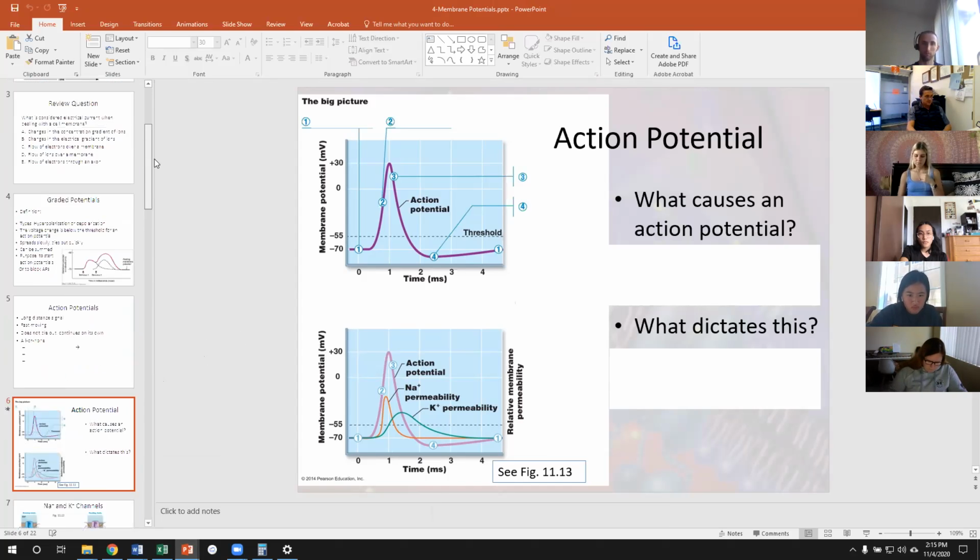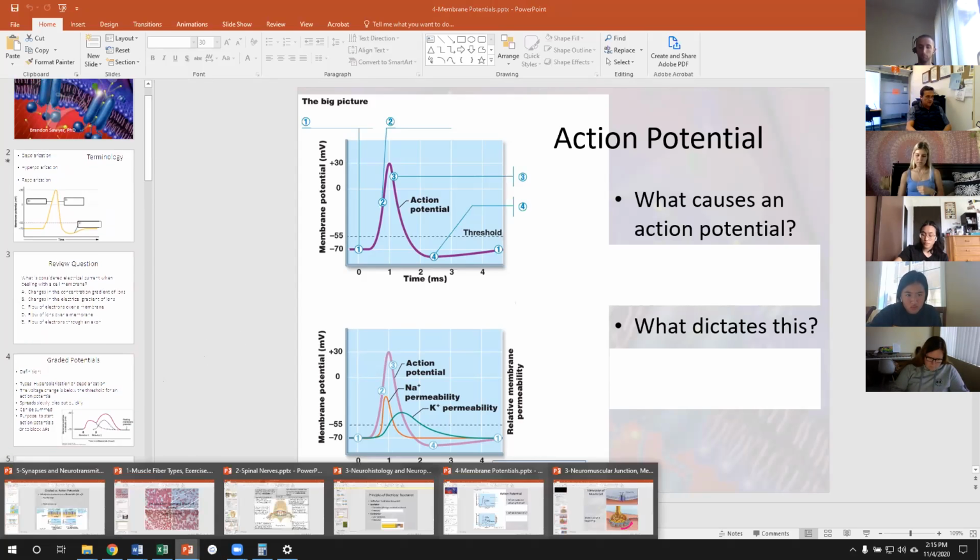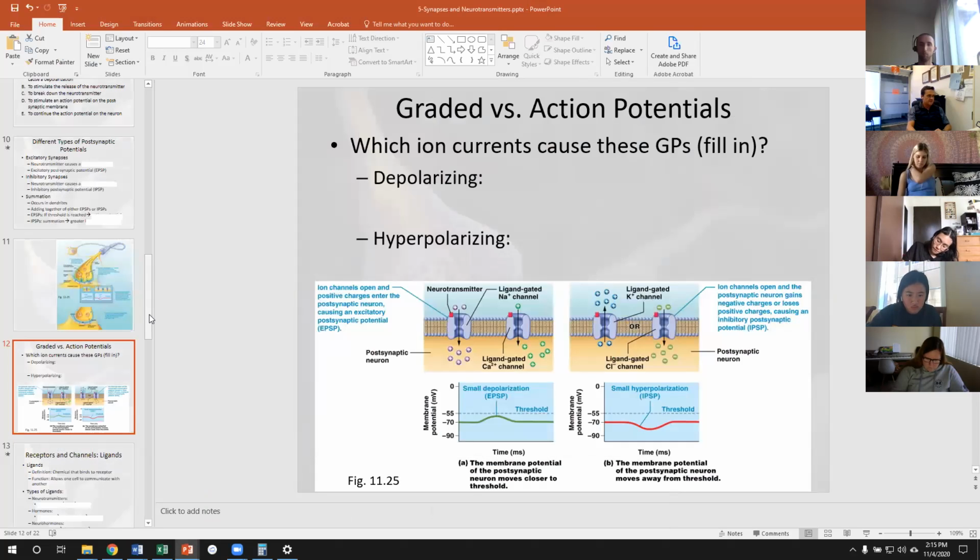Gotcha. I think that's another one. Synapse and neurotransmitter.